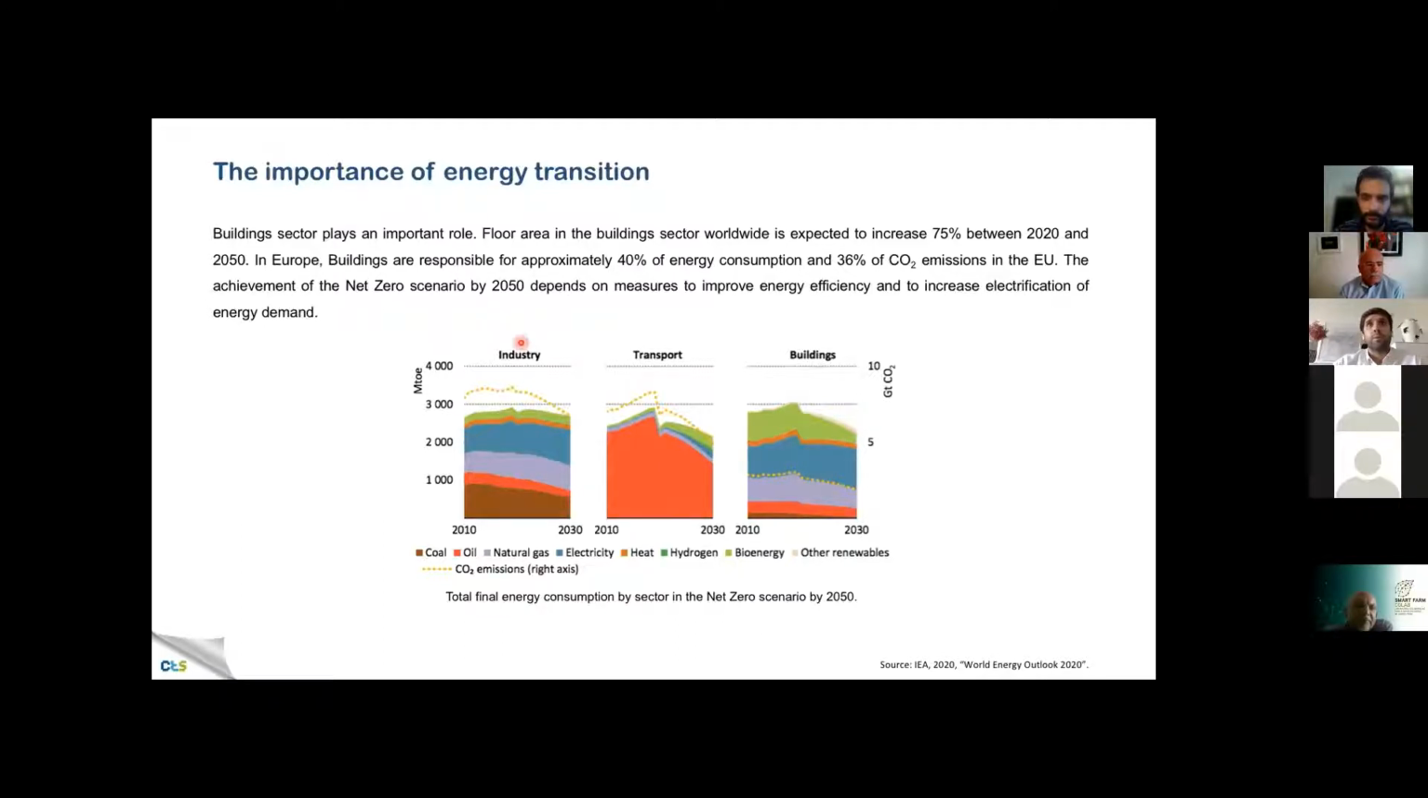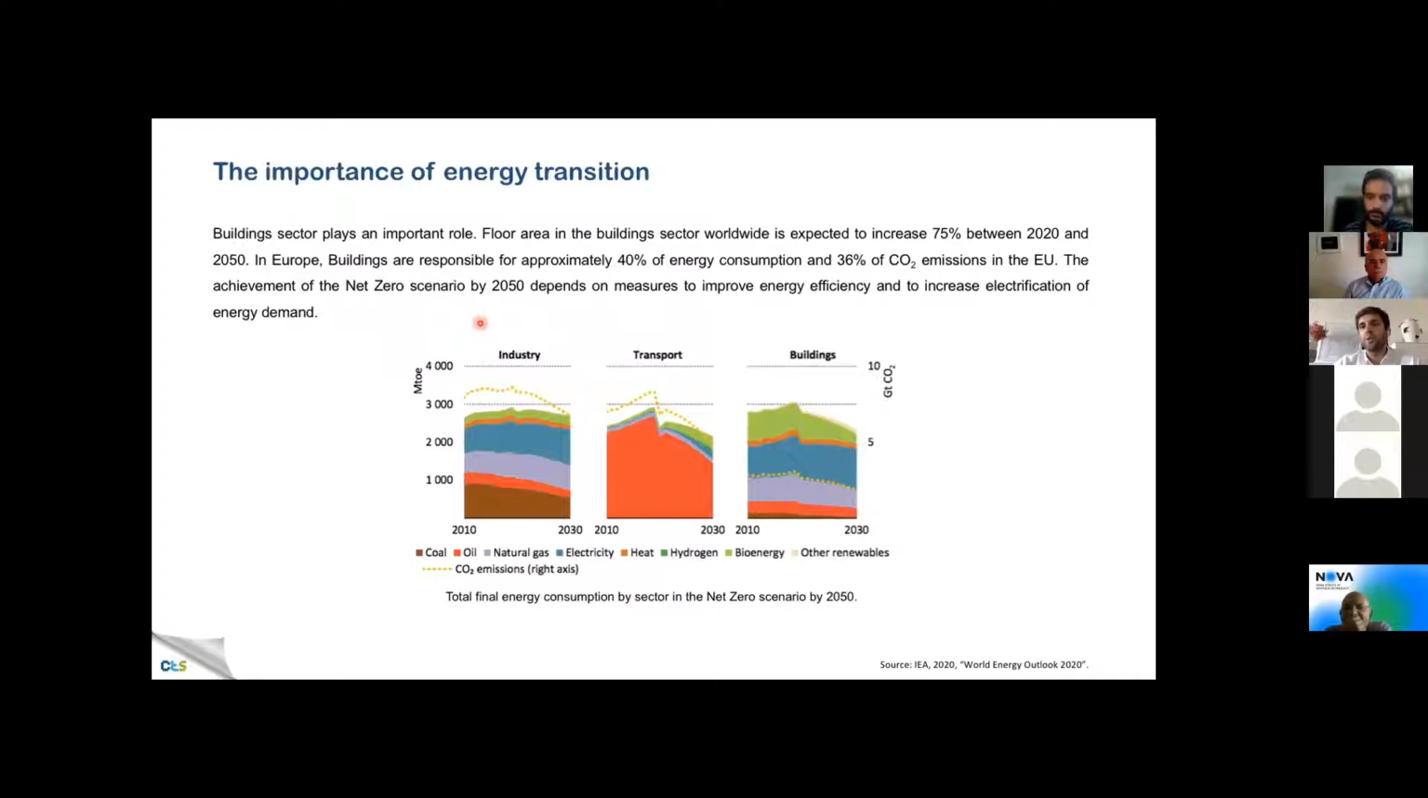So floor area in buildings worldwide is expected to increase by 75% between today and 2050, 75%. And we should take into consideration that at the moment, buildings are responsible for around 40% of the final energy consumption in Europe, and around 36% of CO2 emissions in our continent. So to achieve the net zero scenario by 2050, we should increase energy efficiency in buildings and increase electrification of energy demand.